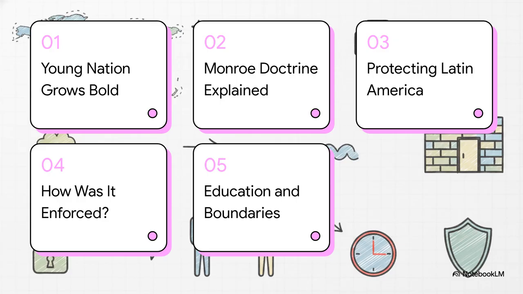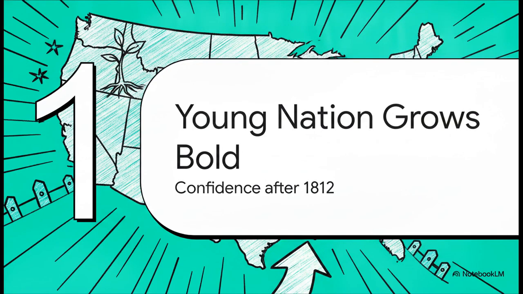1. A young nation grows bold. 2. The Monroe Doctrine explained. 3. Protecting Latin America. 4. How is it enforced? And finally, 5. Education, morality, and boundaries.